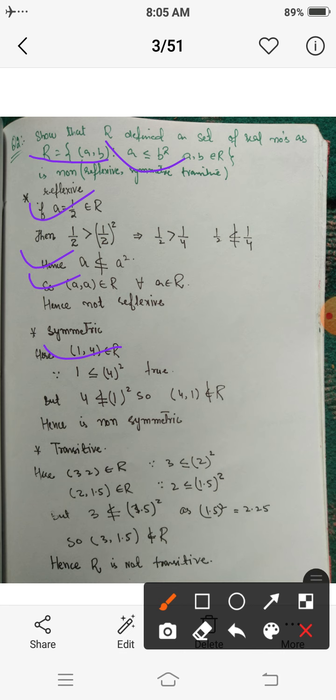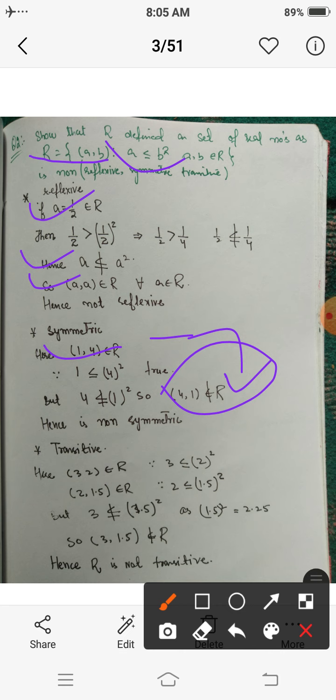But (4, 1) does not belong to R. If (4, 1) belonged to R, then according to this, 4 should be less than or equal to 1 squared, which is absurd. Hence (4, 1) does not belong to R. That is, (1, 4) belongs to R does not imply that (4, 1) belongs to R. Hence this relation is also not a symmetric relation.